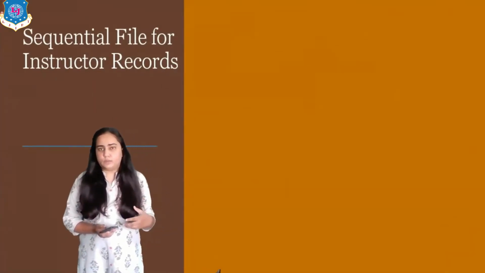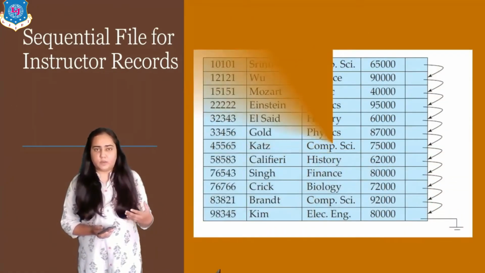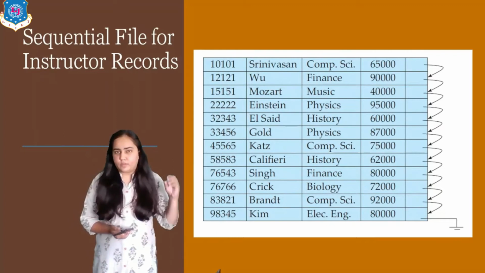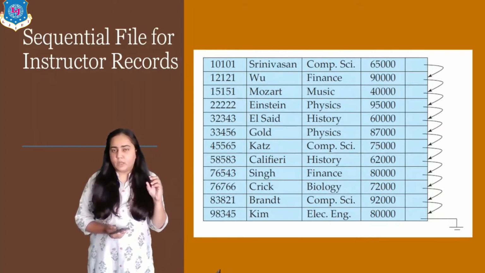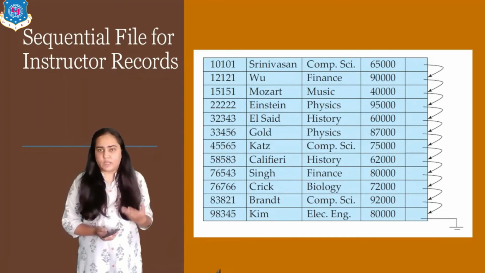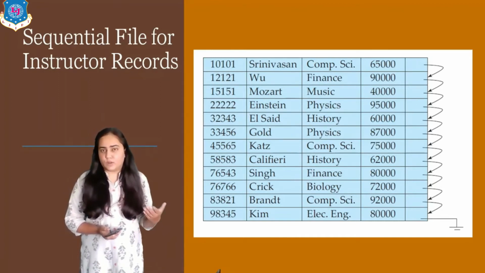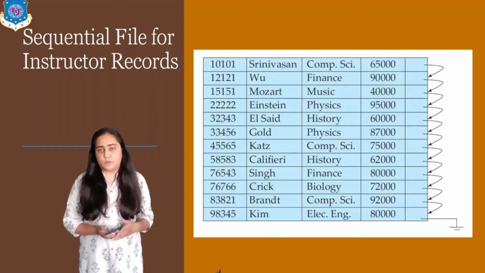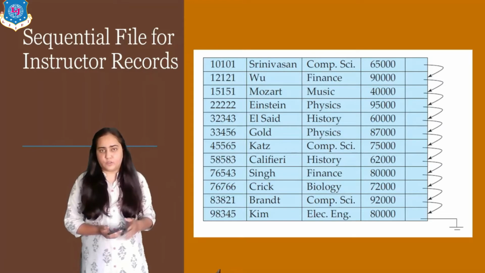So in order to do that, you require a sequential file for instructor records like this, where the first row of instructor points to the second row of instructor by storing the address of the second row, because it's not necessary that both rows are stored consecutively or in consecutive blocks. It could be in different blocks. And so we can store the address of the next row with the first row. So this is the simplest way of doing it.